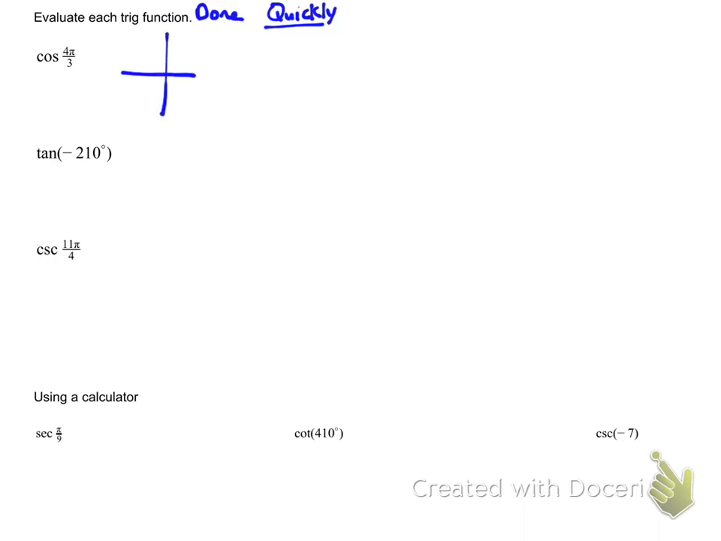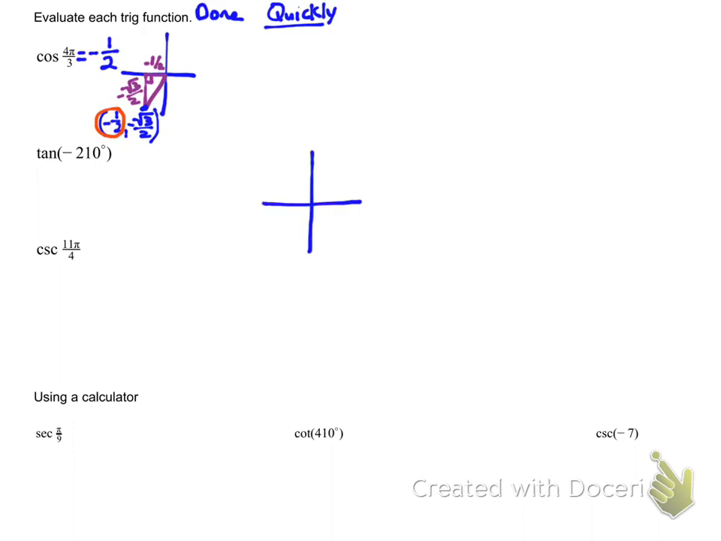So cosine of 4 pi over 3. Let me show you how to figure this out very quickly. What you do is you have your unit circle memorized, so you know that this angle is 4 pi over 3, and you know that that point is -1/2 and negative root 3 over 2. Once you know that point, cosine is always the x value, so cosine of 4 pi over 3 is -1/2, and we're done. Let's do the next problem here.